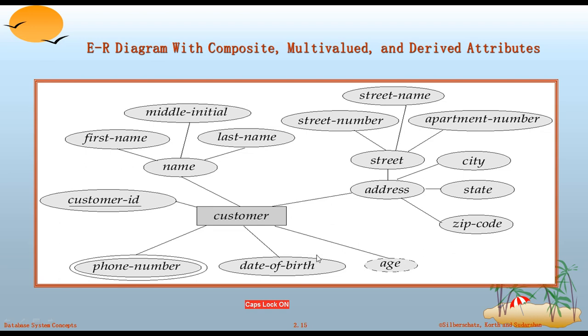Date of birth is an attribute, and we also have age. Age is denoted by a dashed ellipse, which represents a derived attribute. Age is a derived attribute since it depends upon the date of birth of a customer. When the date of birth changes, the age automatically changes too. Since age depends upon the date of birth, it is called a derived attribute.